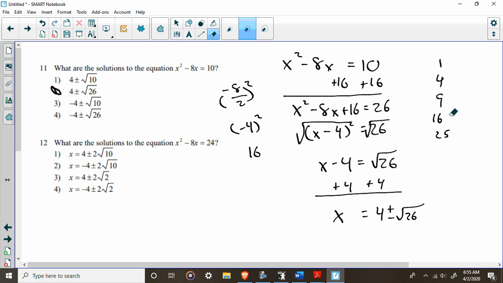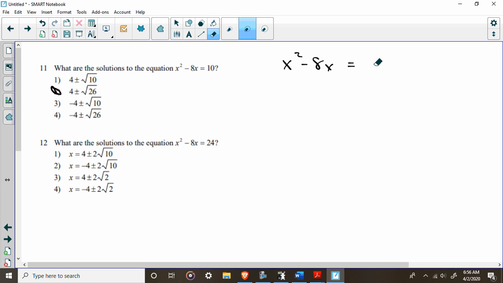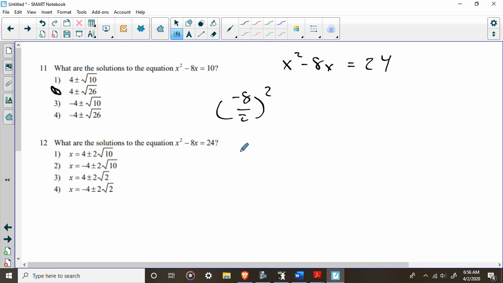Good, and our last one, I'll leave you guys to it. I'm actually going to leave some of this up here because it's almost the exact same problem, okay? If you take a look at it, they gave you the same numbers, right? So it is equal to 24 this time. So again, what are we going to say? Negative 8 divided by 2, squared, same thing as the last one. Negative 8 divided by 2 is negative 4, and negative 4 squared is going to be 16. So if I'm adding 16 here, I'm adding 16 here.